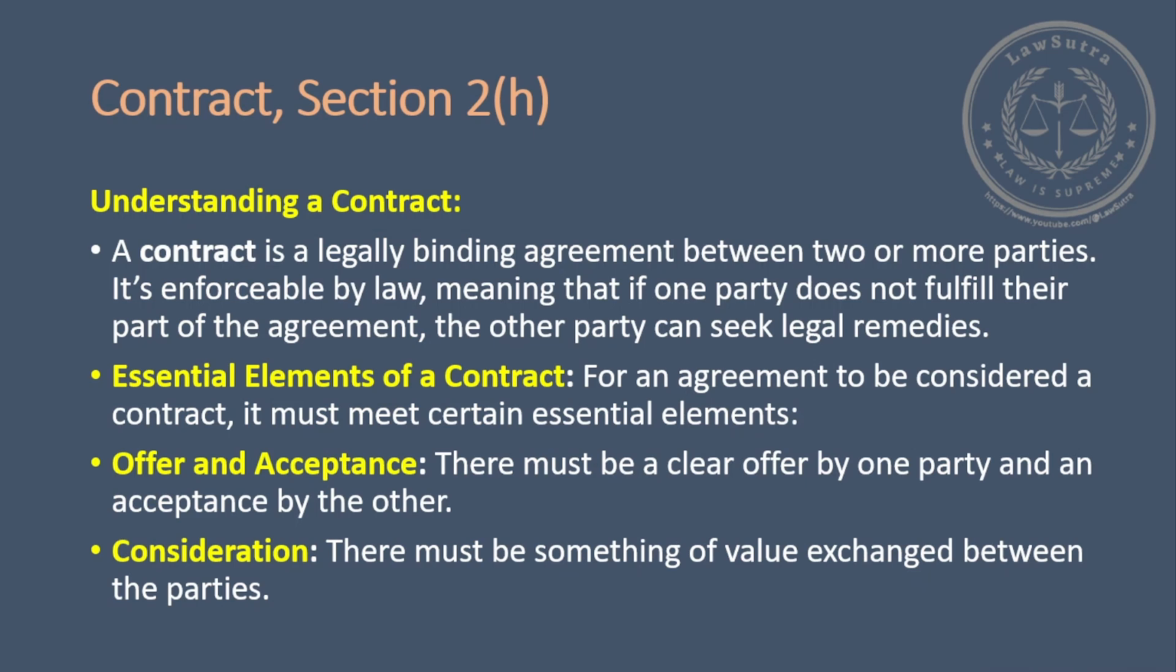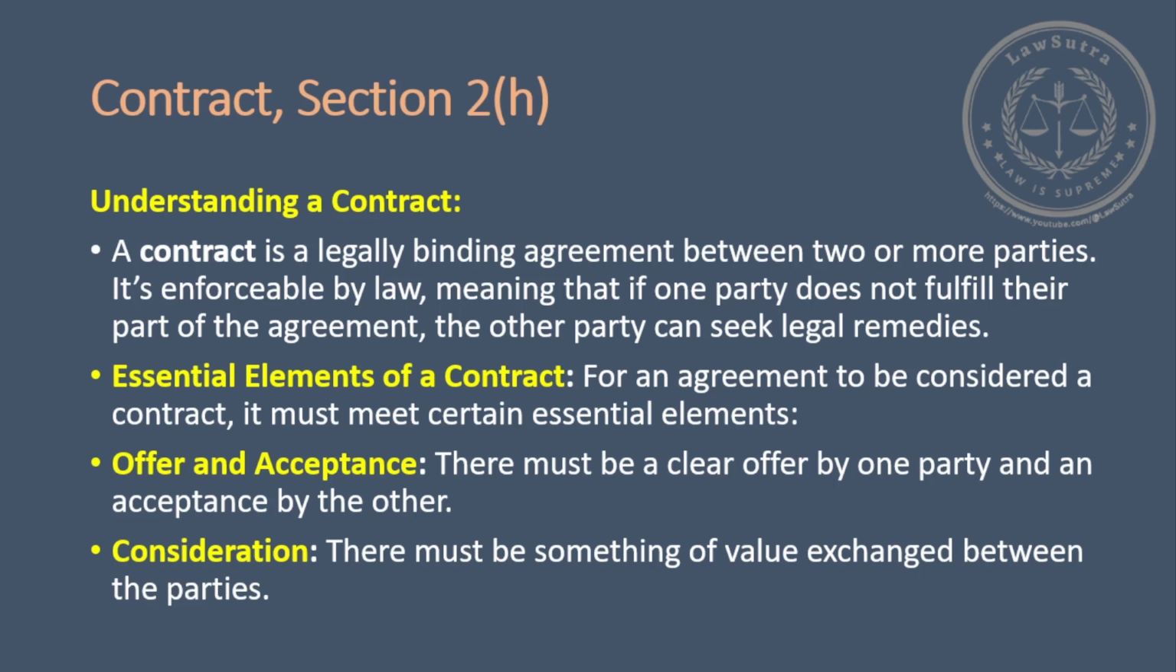Let's understand what is a contract. A contract is a legally binding agreement between two or more parties. It is enforceable by law, meaning that if one party does not fulfill their part of the agreement, the other party can seek legal remedy. Essential elements of a contract.